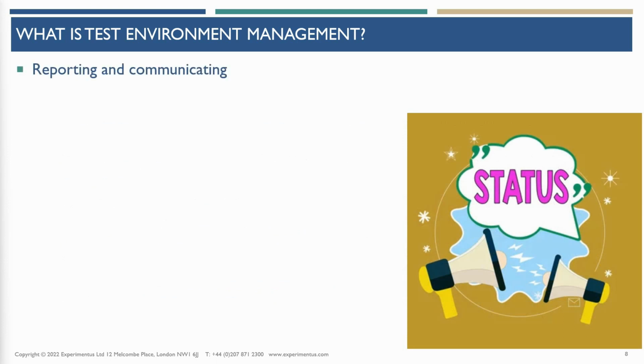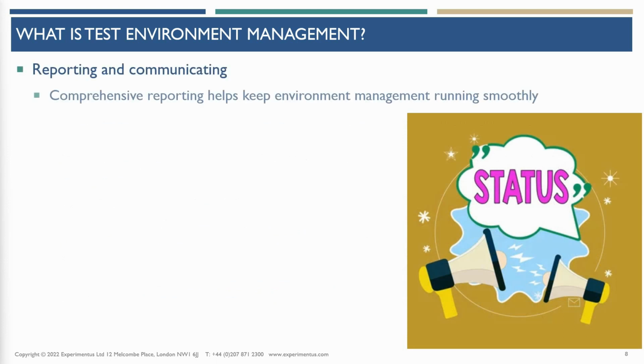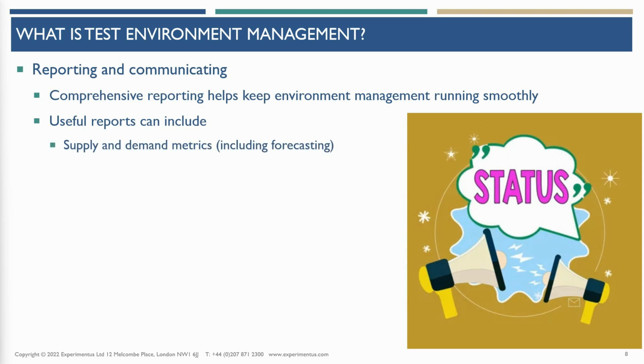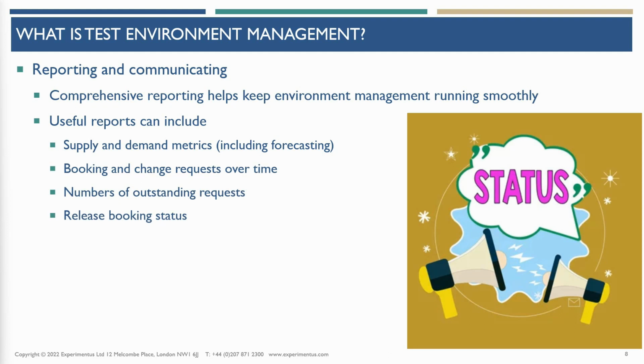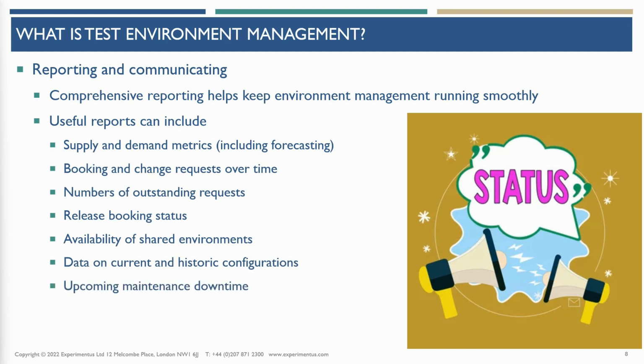Comprehensive reporting and timely communication with stakeholders helps to keep environment management running smoothly. Useful reports can include supply and demand metrics, including forecasting, booking and change requests over time, numbers of outstanding requests, release booking status, availability of shared environments, data on current and historic configurations, upcoming maintenance downtime, asset utilization, actual usage, and current health status.